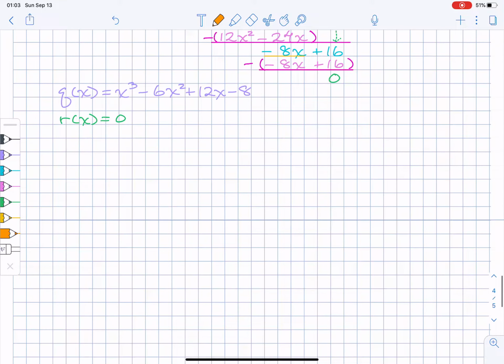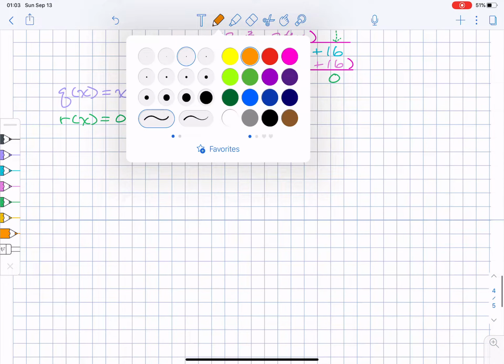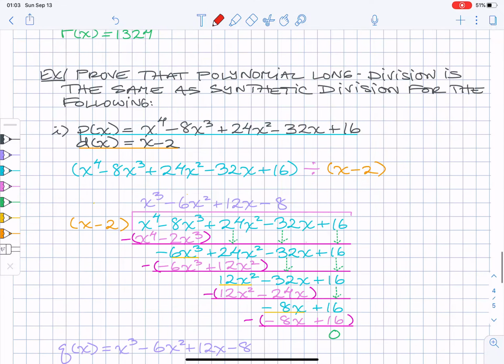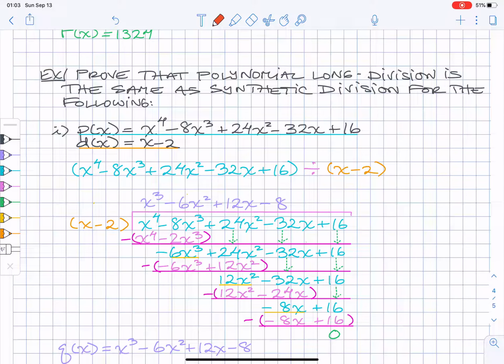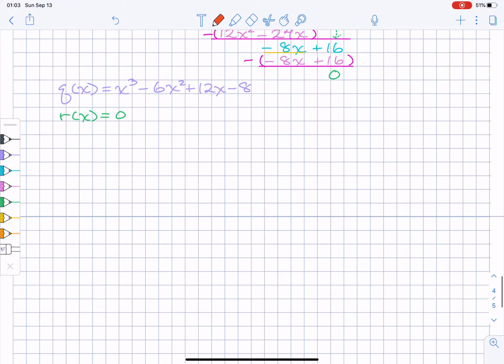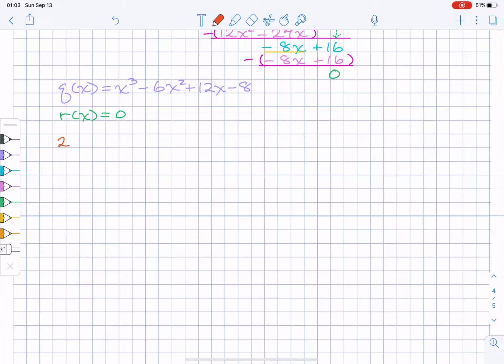So let's try this again, now with synthetic division. What is my root? Let's go back to here. Do you agree that x equals 2 is the root? So I'm going to have 2 on the outside, my upside down division symbol.